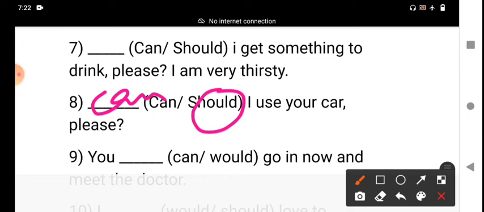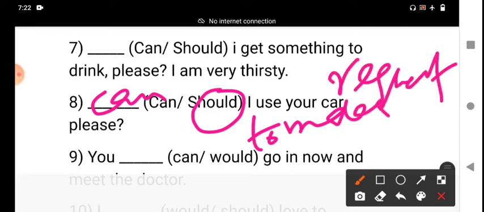We use can as a question form, an interrogative form, to make a request. Can I use your car, please? It is the interrogative mode, and can has been used. One of its functions is to make a request. That is more important, that's why we select can instead of should. Can is the more suitable answer. Can I use your car, please?